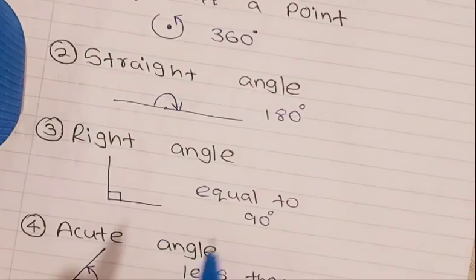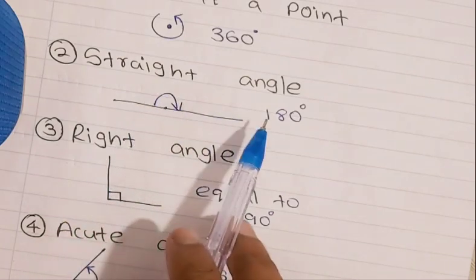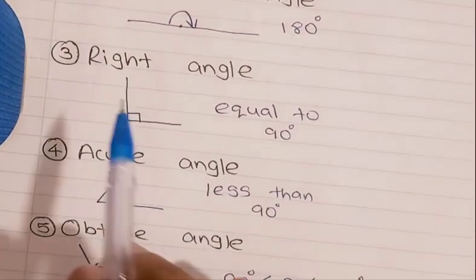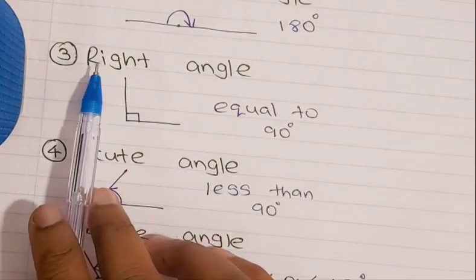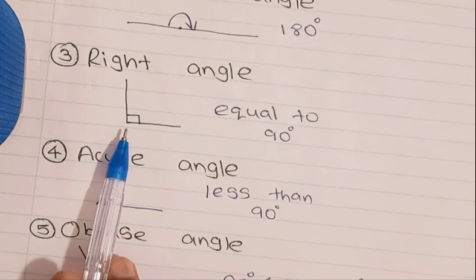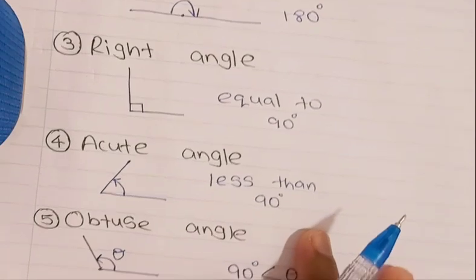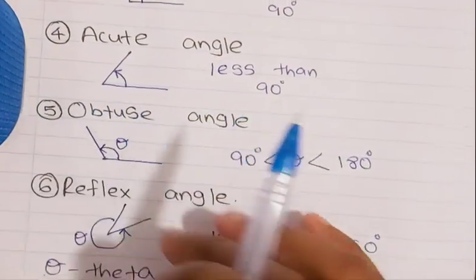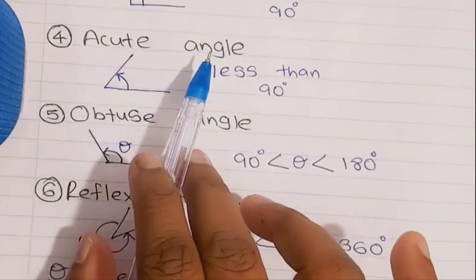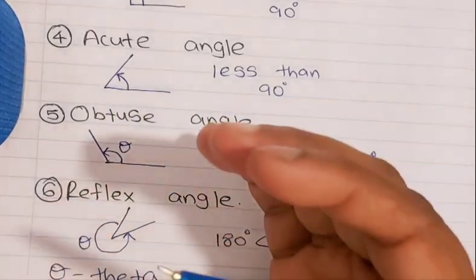The second one is straight angle, that is angle on a straight line, which equals 180 degrees. The third one is right angle. Right angle means if the angle is equal to 90 degrees, that is called a right angle. Then the fourth type is acute angle. Acute angle means if the angle is less than 90 degrees, that is called an acute angle.